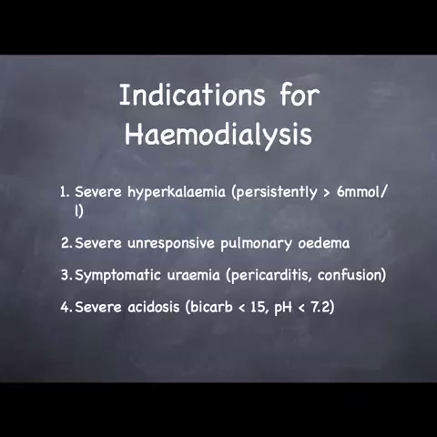It's also important to be aware of the indications for hemodialysis, and these are the situations where the complications really have got so severe that you need to be treating uremia quite seriously. So the 4 things are a severe hyperkalemia, so a potassium persistently greater than 6 millimoles per litre, severe unresponsive pulmonary edema, symptomatic uremia. As you remember, we said that uremia can cause pericarditis, confusion and hiccups, so look out for these things. And finally, severe acidosis, either represented by a bicarbonate less than 15 or a pH less than 7.2.